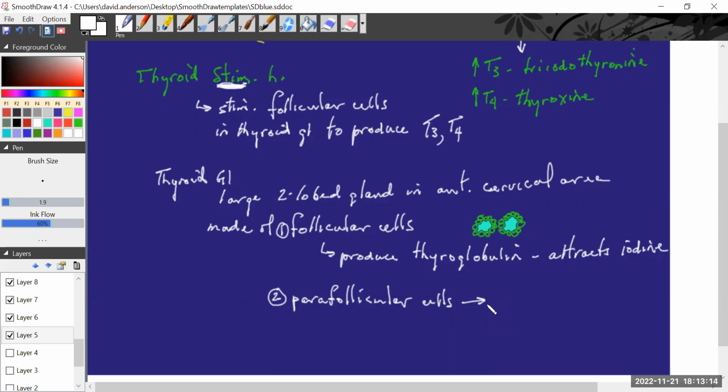You said parathyroid, right? Yes. You remember what the antagonist hormone to parathyroid hormone was called? No. How about now? Calcitonin? Yeah, calcitonin.